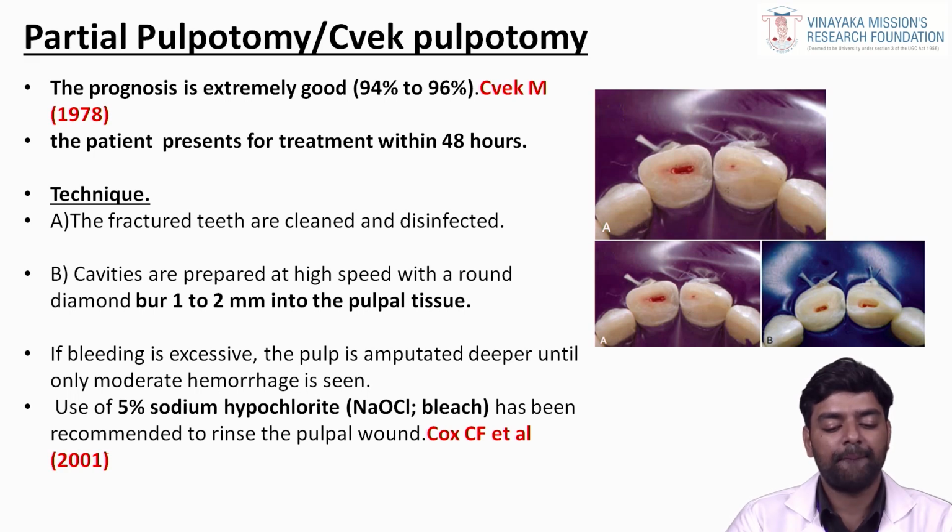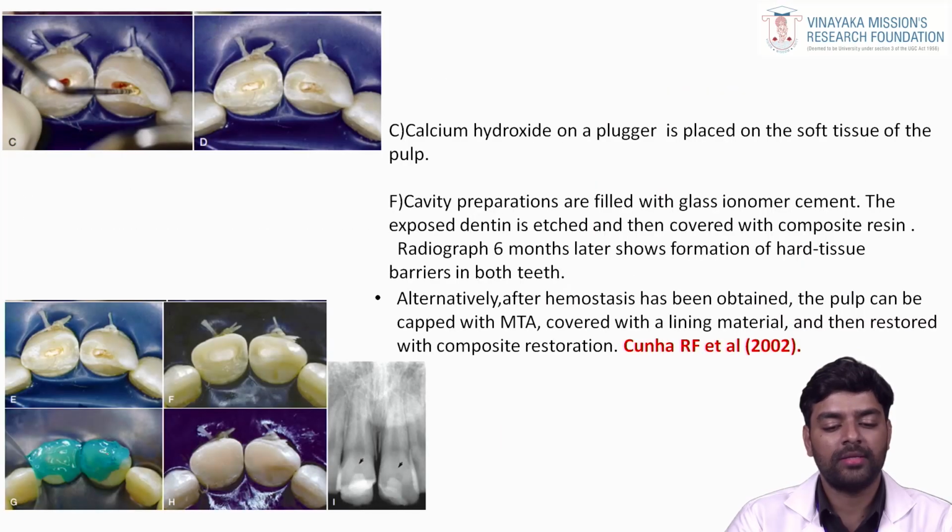If bleeding is excessive, the pulp is amputated deeper until only moderate hemorrhage is seen. The use of 5% sodium hypochlorite has been recommended to rinse the pulpal wound. Then calcium hydroxide on a plugger is placed on the soft tissue of the pulp. The cavity preparation is filled with glass ionomer cement. The exposed dentin is etched and then covered with composite resin. A radiograph 6 months later shows formation of a hard tissue barrier in both teeth. Alternatively, after hemostasis has been obtained, the pulp can be capped with MTA, covered with a lining material and then restored with composite restoration.